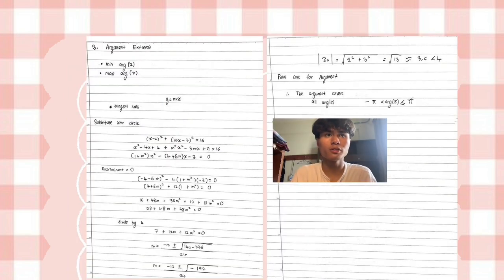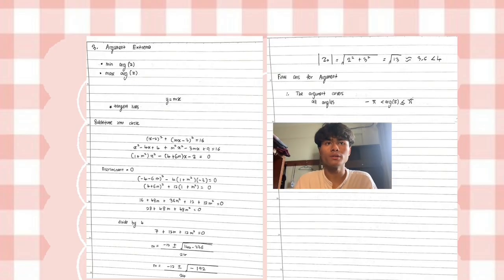Next, we find the argument extrema. This occurs when a line from the origin is tangent to the circle. We substitute y equals mx into the circle equation and set the discriminant to 0 because a tangent only touches the circle at one point. However, notice our result, 12m squared plus 12m plus 7 is equal to 0, has no real roots.